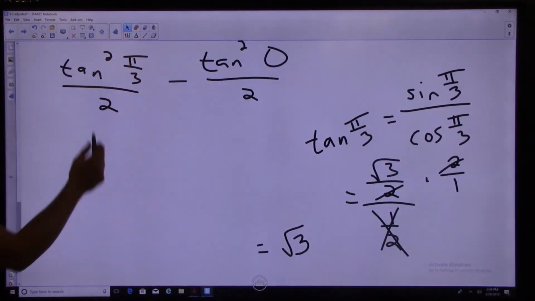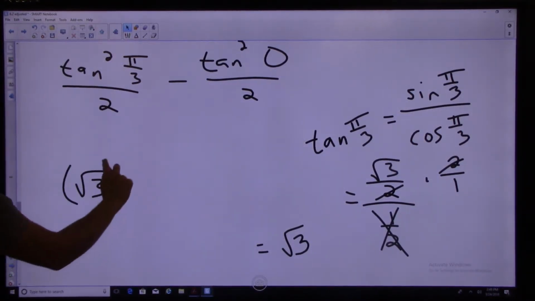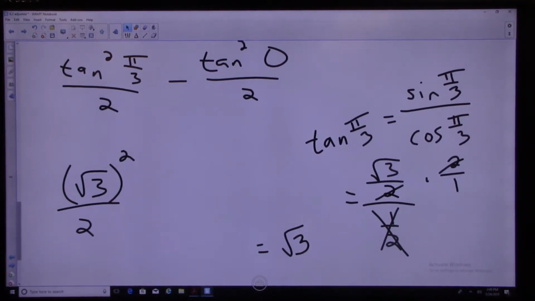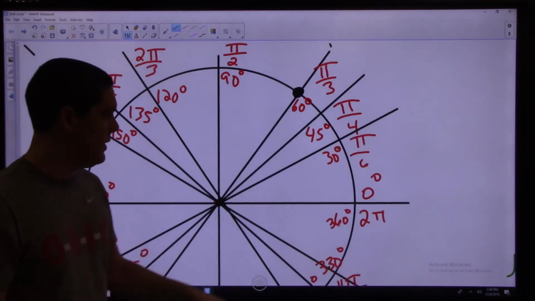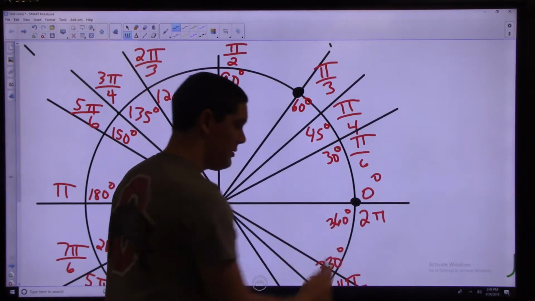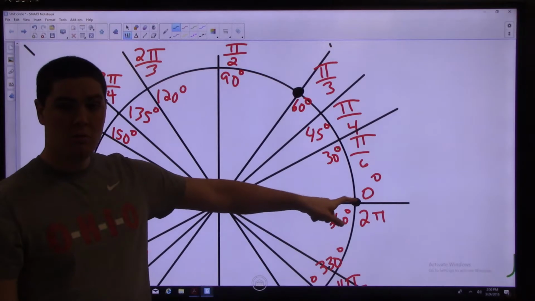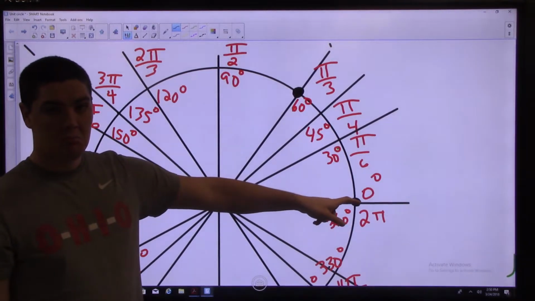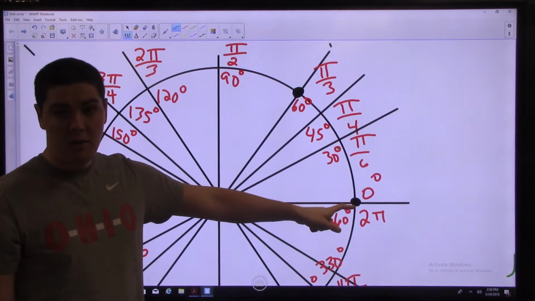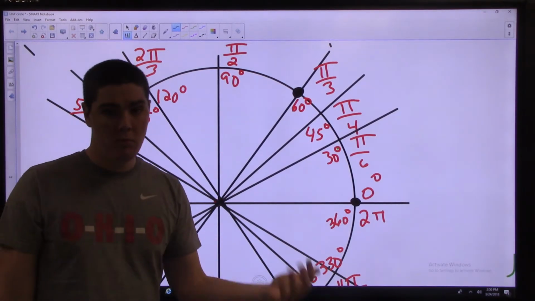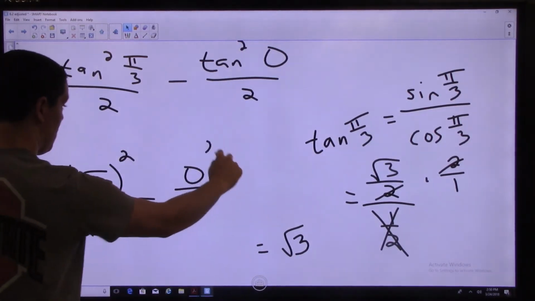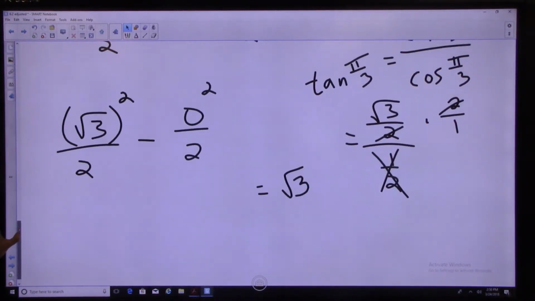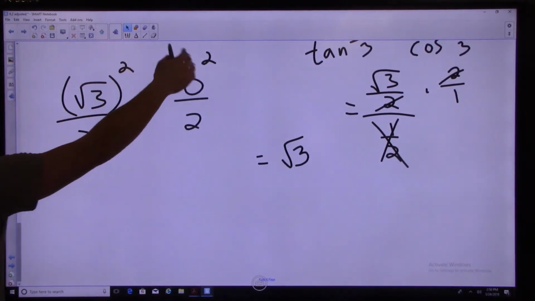Okay, so let's plug that in. So this is the same thing as the square root of 3 squared over 2 minus, now let's just do tangent of 0 really quickly. I don't have to write this down. So remember, tangent is sine over cosine. So what is the y value of this point at 0, 0 degrees or 0 radians? What's the y value? Answer is 0. Now what is the x value at that point? 1. So what's 0 divided by 1? Well, the answer is 0. So guys, this will be 0 over 2, or you can say 0 squared over 2 if you wanted to. But we know what that's going to be. This whole thing's going to be 0, right?